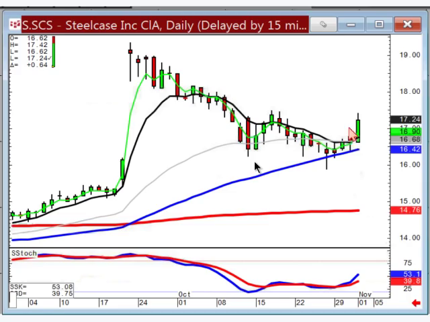So how long do you hold this? Well, this might be wave 1. This might be wave 3. Or you hold it until you see a sell signal.